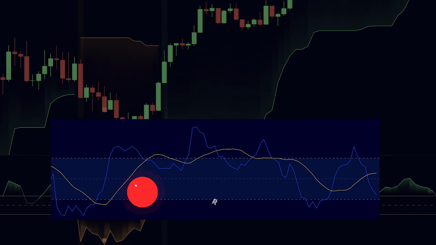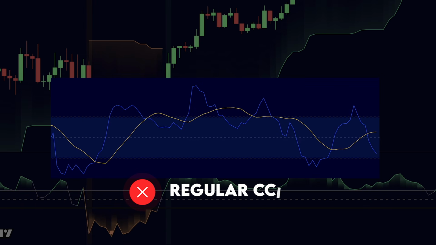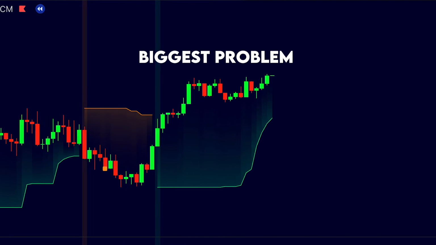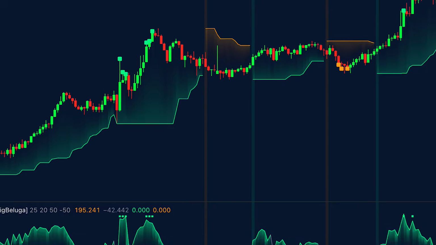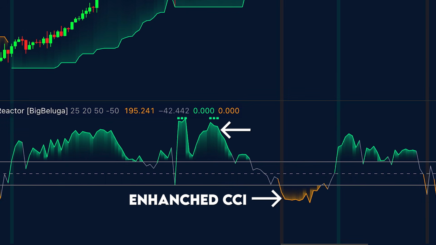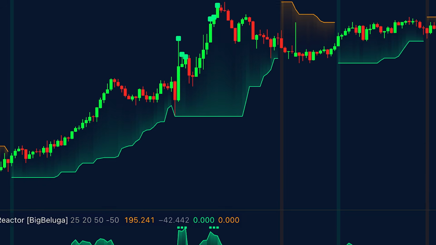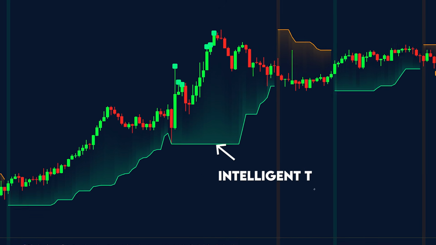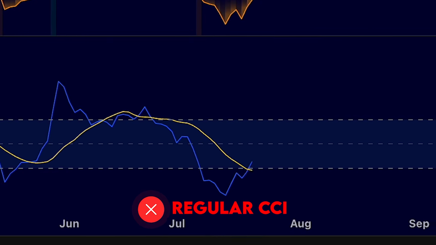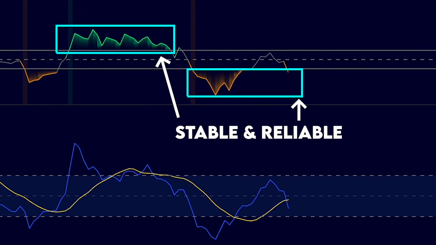Now, this isn't just another CCI indicator that most traders are familiar with. This is the first momentum tool that solves the biggest problem plaguing every indicator on the platform: lag. Here's what makes this indicator very accurate about market direction. You've got the enhanced CCI foundation, which, unlike traditional CCI, adds intelligent trailing logic that locks in trend direction automatically. So, instead of oscillating wildly like regular CCI, this tool provides stable, reliable signals.